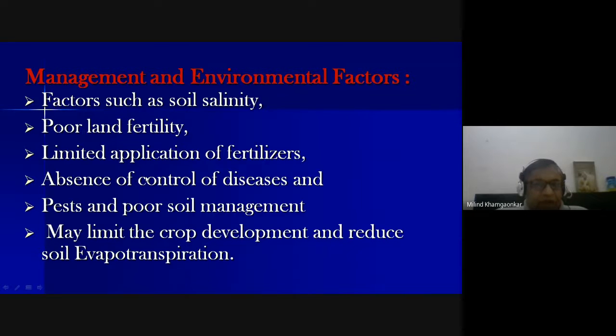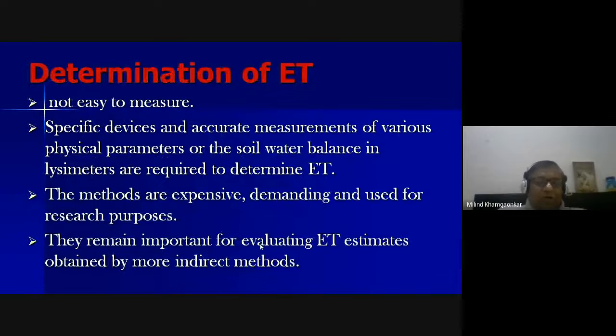fertilizers. Absence of the control of diseases on the plants, pests and poor soil management, है ना, जहाँ वो खेती में कीड़े वगैरह रहते हैं तो वो soil management and the pest. Pest है ना, all those कीड़ा कीटक. So all these factors may limit the crop development and reduce the soil evapotranspiration. है ना, crop development ही कम होगी तो ये evapotranspiration, evaporation तो होगा लेकिन transpiration कम होगा.